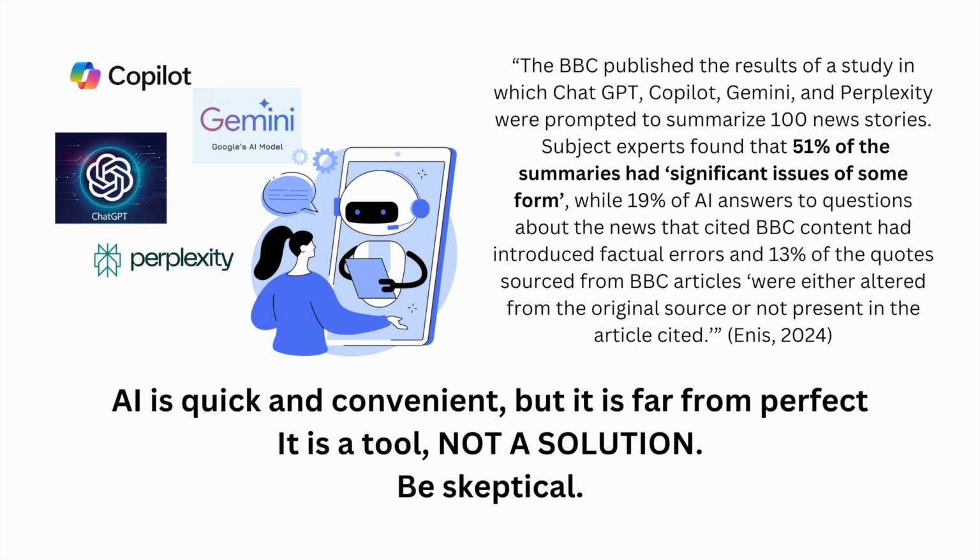news stories. Subject experts found that 51% of the summaries had significant issues of some form, while 19% of AI answers to questions about the news that cited BBC content had introduced factual errors, and 13% of the quotes sourced from BBC articles were either altered from the original source or not present in the articles cited.